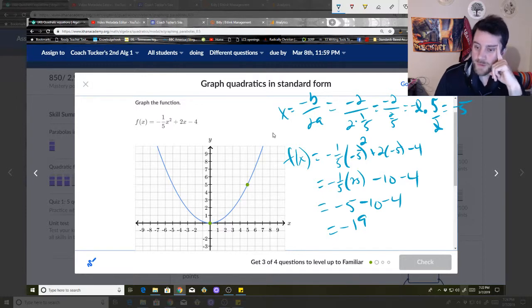Boy, we made mistakes right and left. A is negative. That should have been a negative 2. That should have been negative 2/5. That should have been a negative. That makes that positive 5.